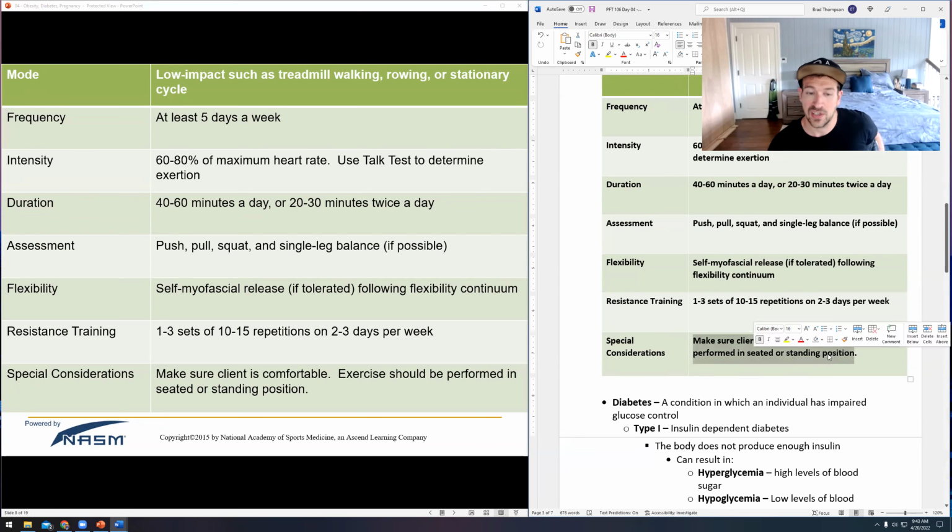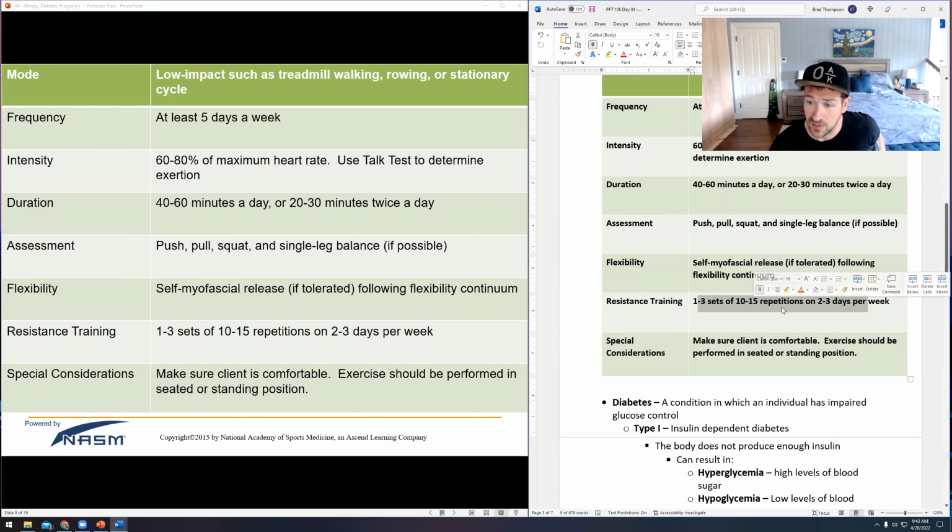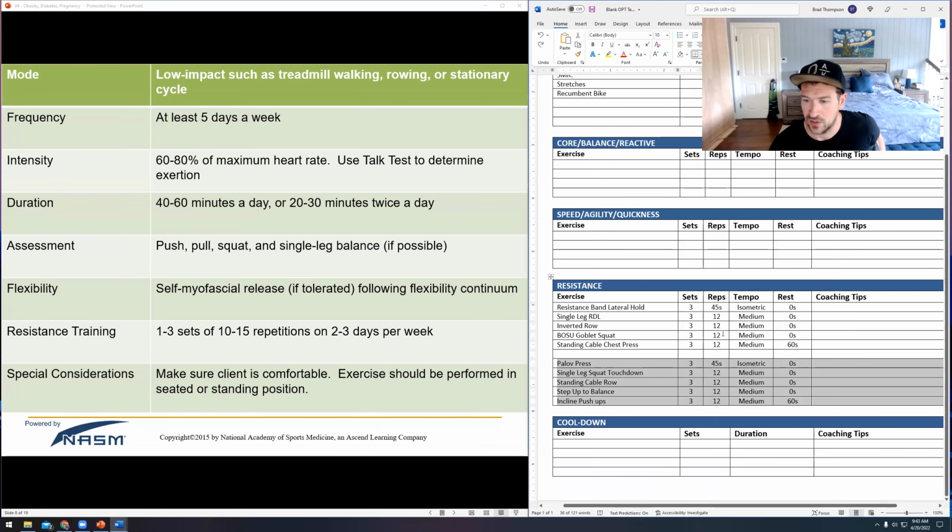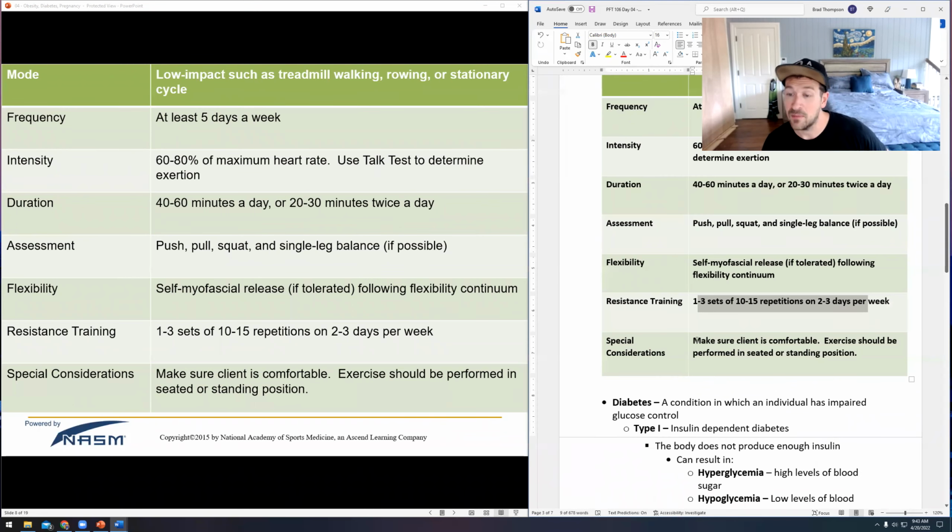And then special considerations. Always make sure that you're doing resistance training, 1 to 3 sets, somewhere between 10 and 15 repetitions, 2 to 3 days per week. So we fell definitely directly within the middle of that. 12 reps, 3 sets, 12 reps there. And then make sure your client's comfortable, guys. Always keep that in account.